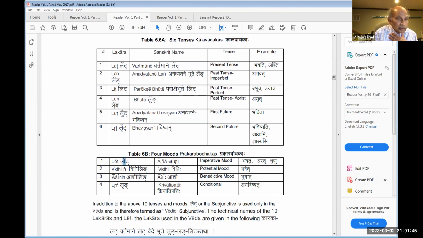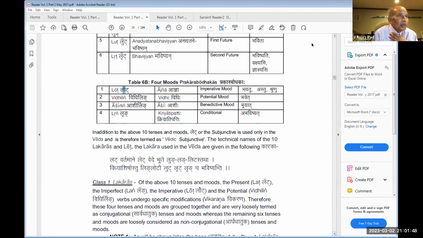You can remember all of this in one sloka, lat vartamane. And there is another let, which I did not explain here. It is used in the Vedas only, Vedic literature: the Samhitas, Brahmanas, Aranyakas, and Upanishads. They're used in there only. That's why we don't cover that.